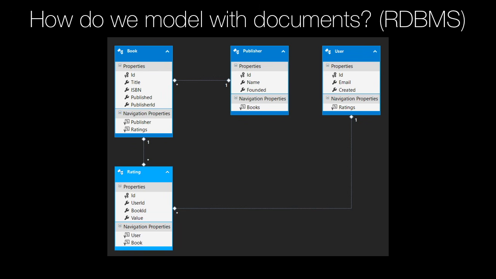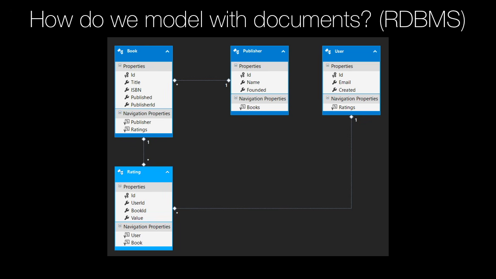So let's take this simple bookstore model here. We have books, they have a bunch of properties. We have people who publish those books, named publishers, they have a name, when they were founded, and you can navigate this foreign key relationship from publisher over to the publisher ID on the book.